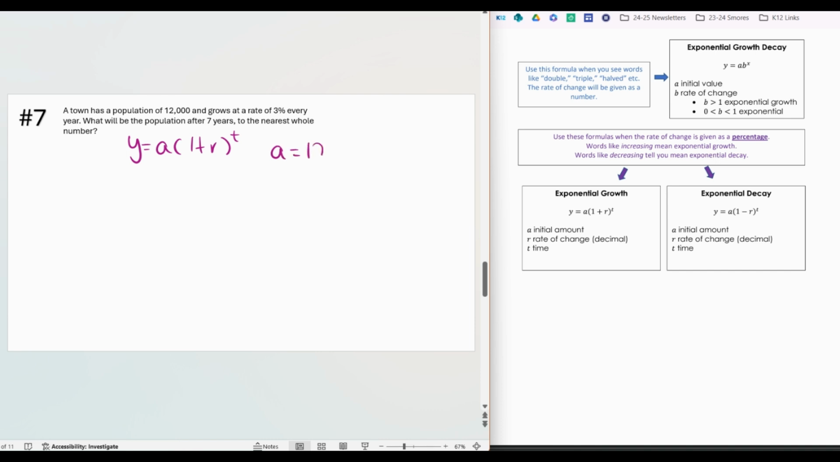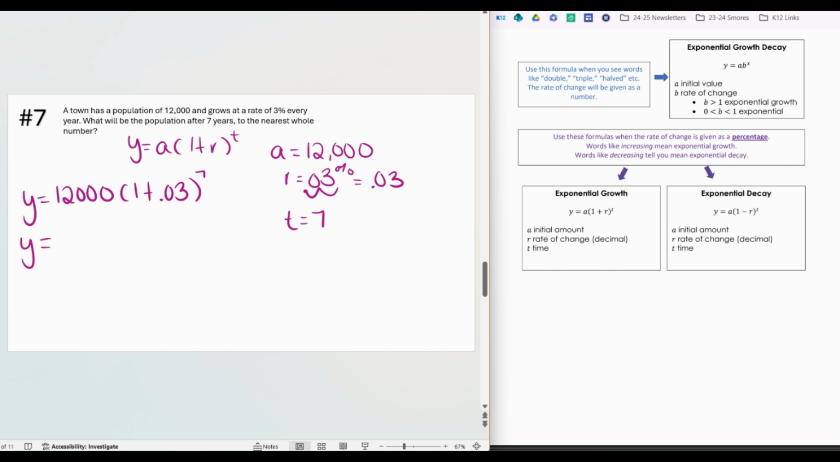The starting value a is 12,000. R is the rate of change, so 3%. I changed to a decimal by moving it to the left 2, so that gives me 0.03. T is the value of time, which tells me 7 years. So we're going to go ahead and plug everything in. We have y equals 12,000 times 1 plus 0.03, and that's to the 7th power.